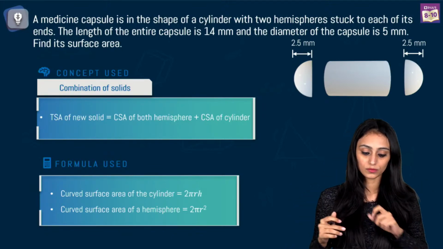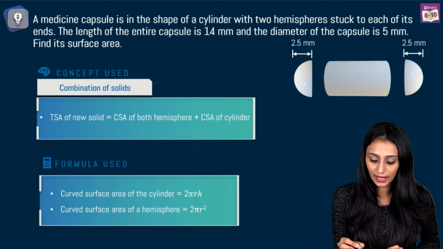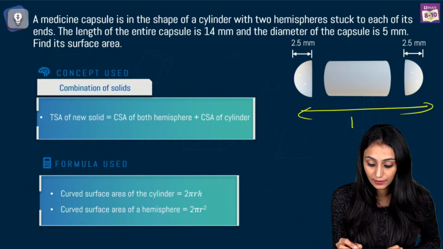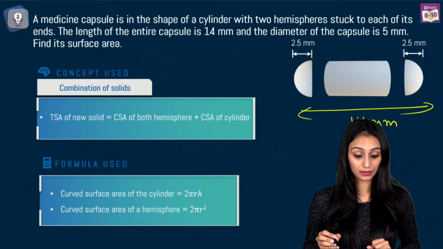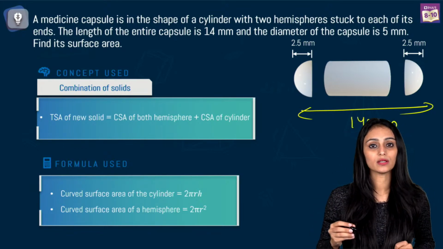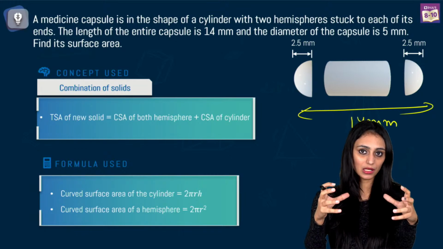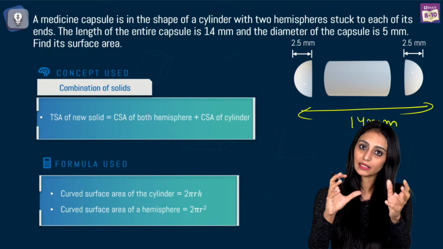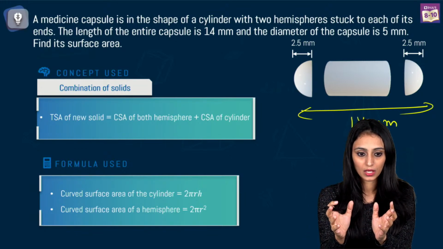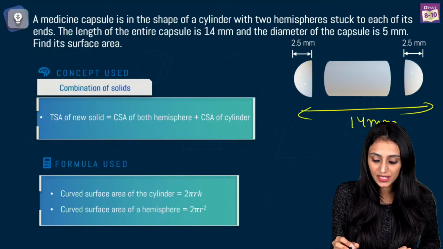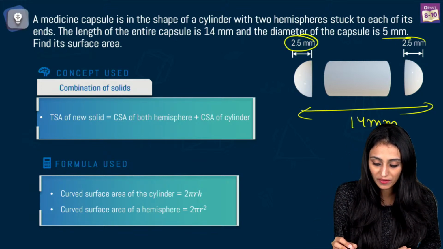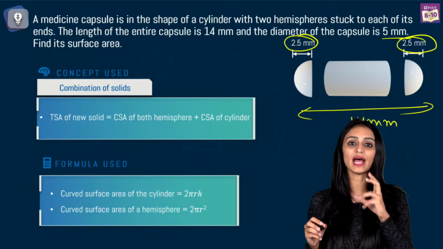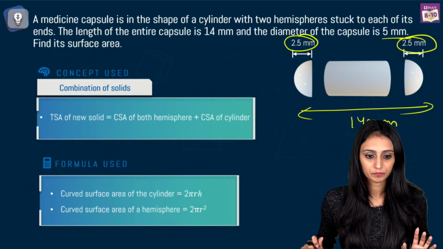Okay. So, question says we have this entire length. Entire length is what? That's 14 millimeters, entire length. But the diameter, you see the diameter for the cylindrical part and the hemispherical part, that is common, right? Right, so that is common. So diameter is 5 millimeters, so radius would be 2.5 millimeters for the hemisphere as well as the cylinder.